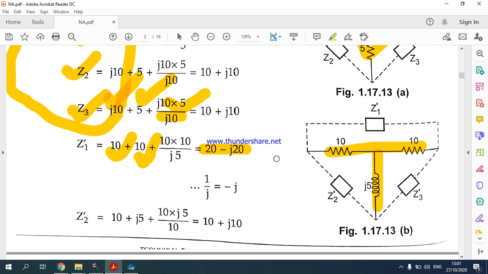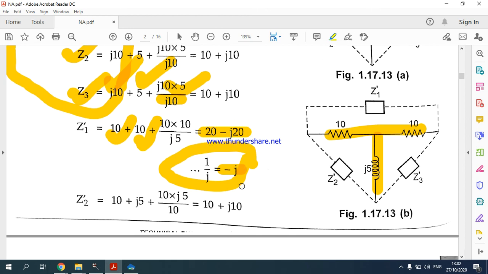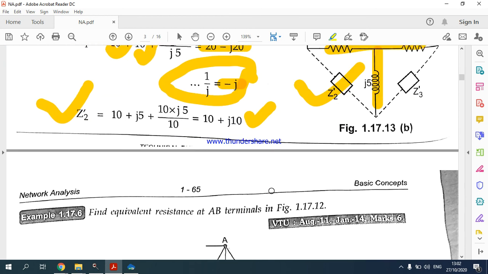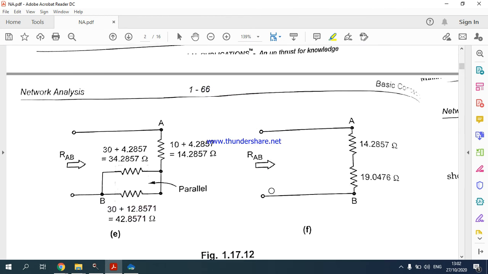And also you should remember, whenever you have 1 by j, if you take this j to the numerator side, you will get minus j. You should remember this algebraic property for complex numbers while solving many of the problems. Many times you need to use this type of property. Okay, next one is Z2 dash. If you want to get Z2 dash, 10 plus j5 plus 10 into j5 divided by 10. You will get Z2. Similarly, you can get Z3 also.